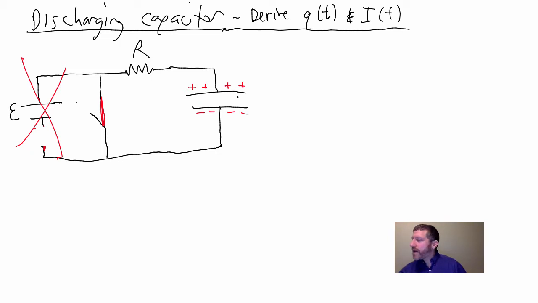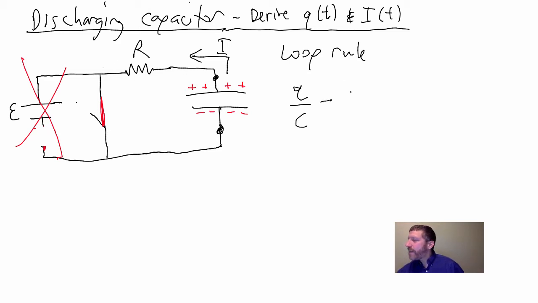So I'm going to use the loop rule again. Let's go ahead and do that. Loop rule. I'm going to suppose that the current's going that way, which it will. So starting right here, I'm going across that way. Delta V across my capacitor is going to be Q over C, and it's going to be positive because I'm going from a low to higher potential. And then it's going to be minus I R equals 0.